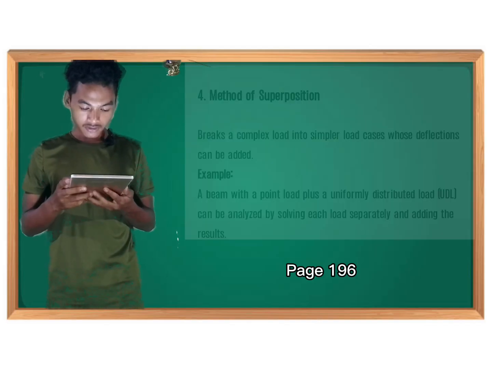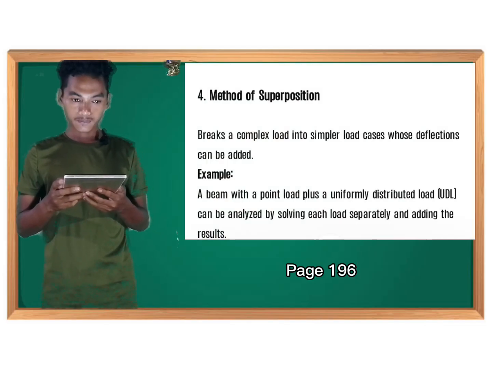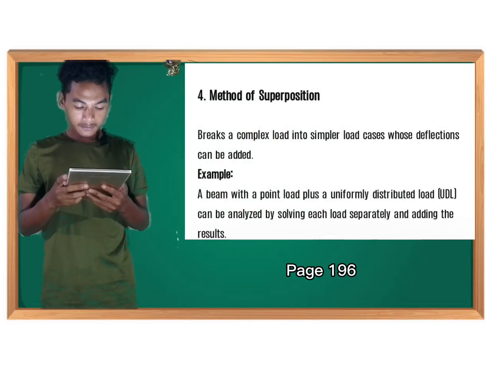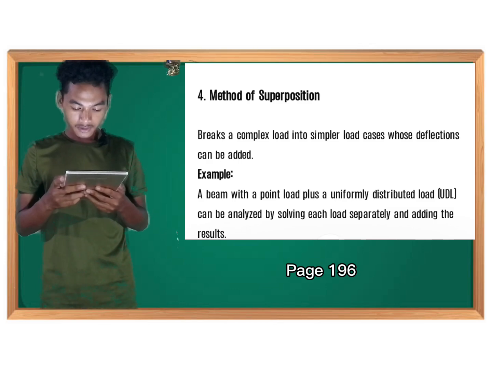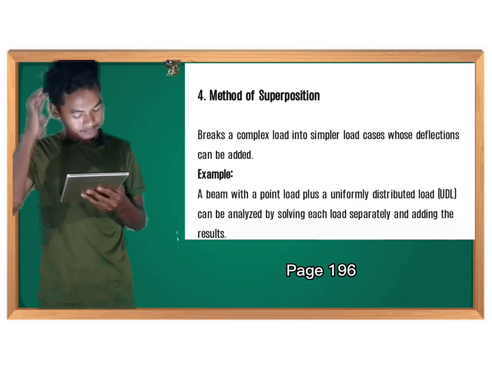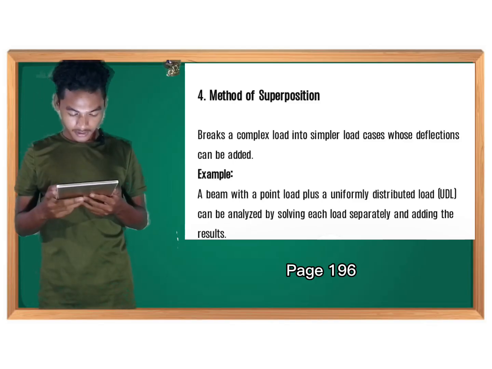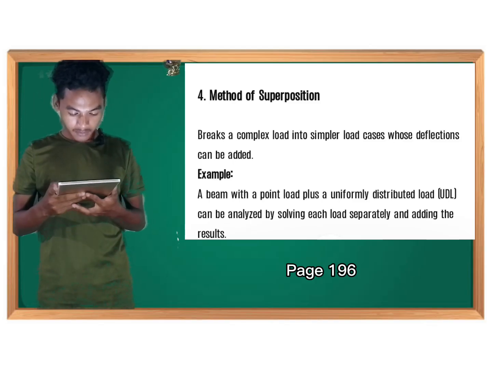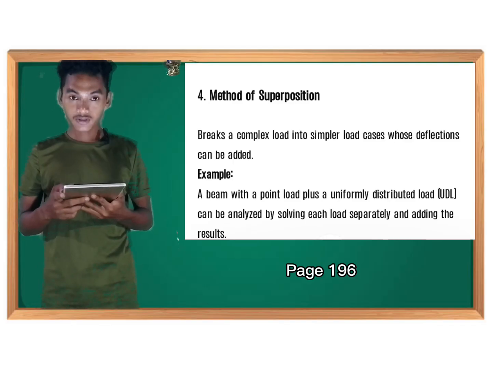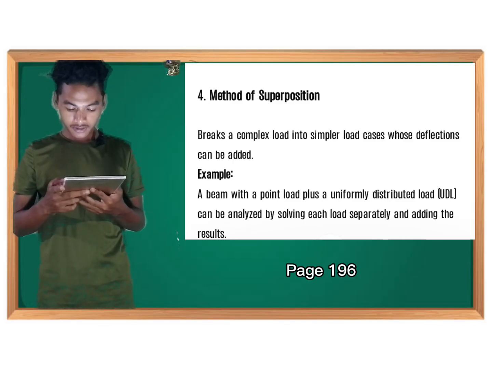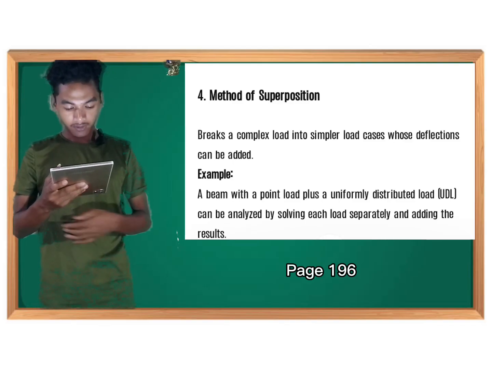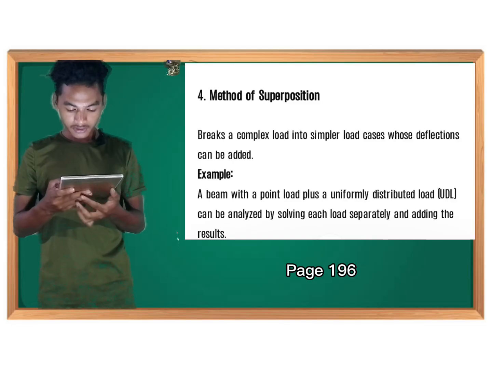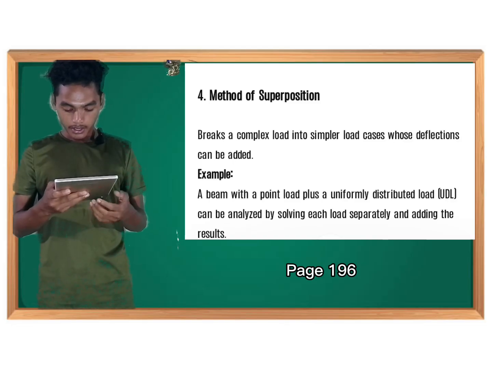Number four is the method of superposition. It breaks a complex load into simpler cases whose deflections can be added. An example of number four is a beam with a point load plus a uniformly distributed load, which can be analyzed by solving each load separately and adding the results.